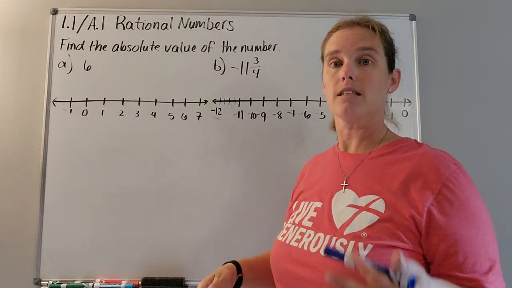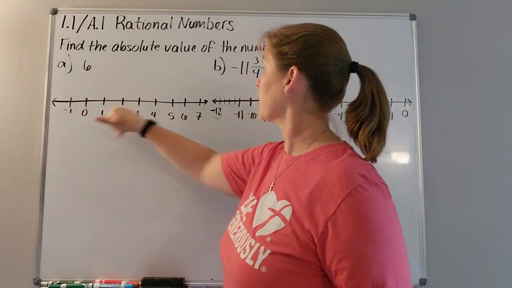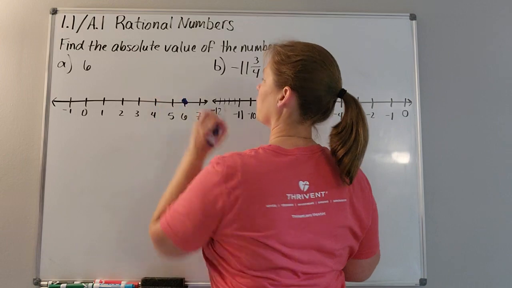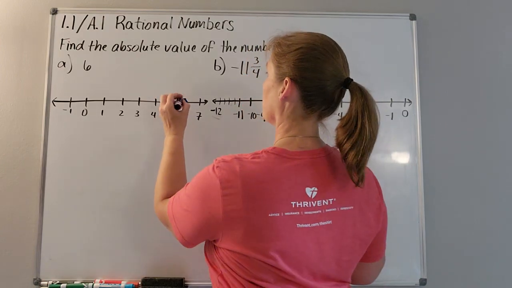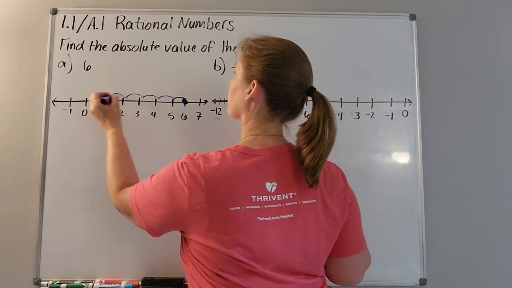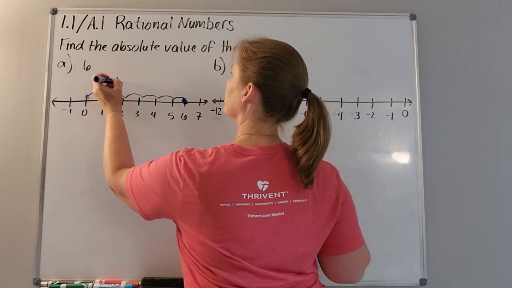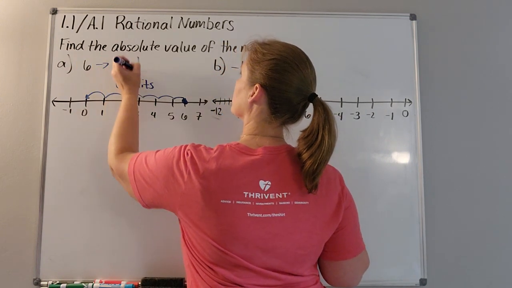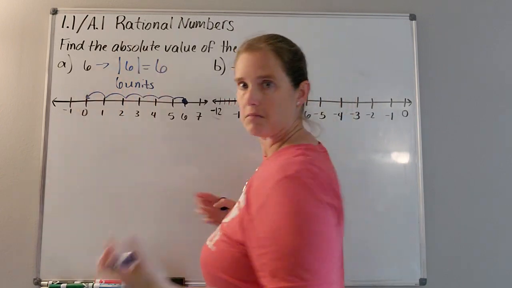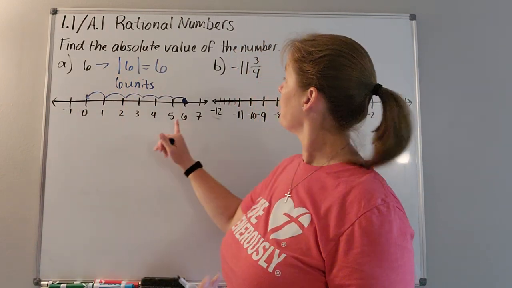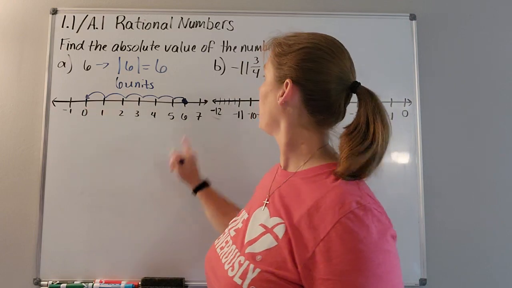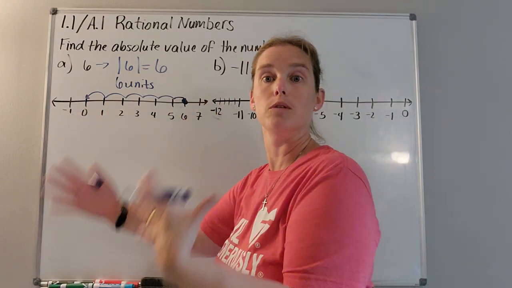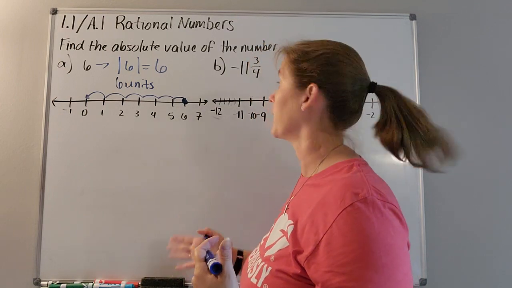So I want to find 6 on a number line, so I drew myself a little number line here. There's 6. Okay, how far away from 0 is 6? Well, let's count back. 1, 2, 3, 4, 5, 6. 6 units. Therefore, the absolute value of 6 is 6. Okay, pretty straightforward, but we can use our number line to help us count back. We can find it, count back to 0. You're always going to 0. Doesn't matter if you're going positive or negative.